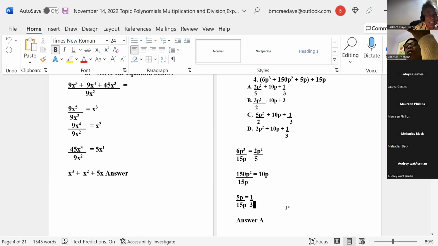No. Yeah, but if you look at it, it doesn't have a p. It doesn't carry the p. That's why I agree with her. Well, p over p is 1. Because 5p over 15p is just 1/3.